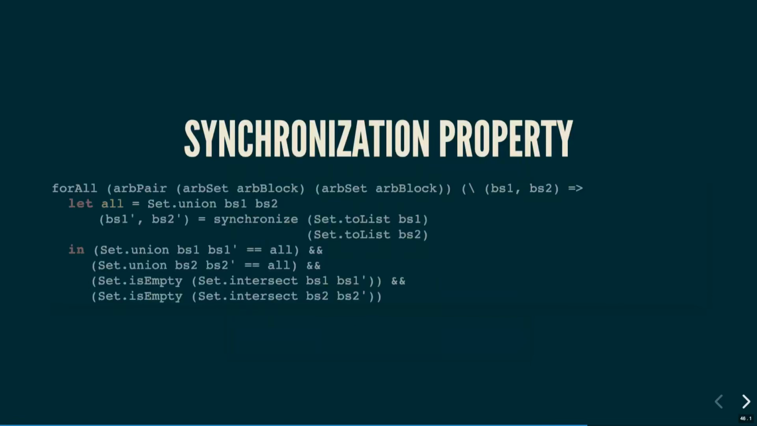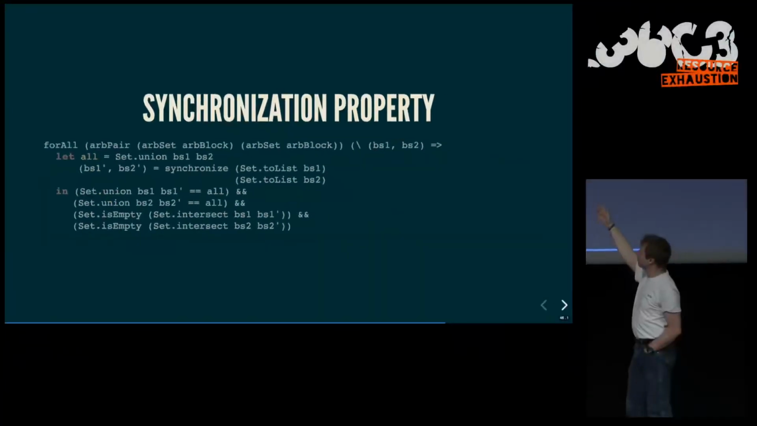So here's the property that says, the synchronization algorithm works on sets of blocks, whatever a block is. So you can see the property here for all pairs of sets of blocks and more sets of blocks. They're called BS1 and BS2, block set 1 and block set 2.